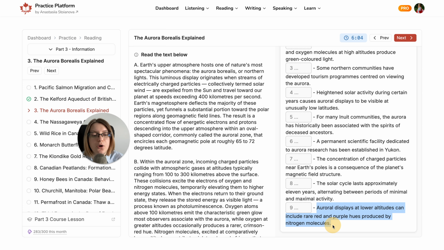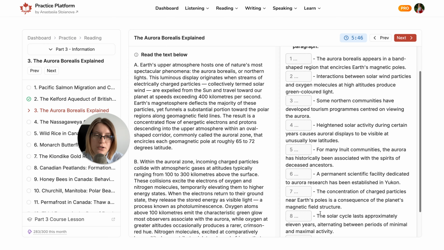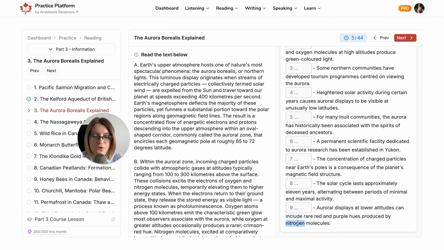The last one, auroral displays at lower altitudes can include rare red and purple hues. Okay, anything that has to do with color, please remember, that means that it might be tested, it should be tested, so keep that in mind. Okay, and here we have nitrogen molecules, not oxygen, not solar wind particles, but nitrogen molecules. Molecules. That would be our keyword.